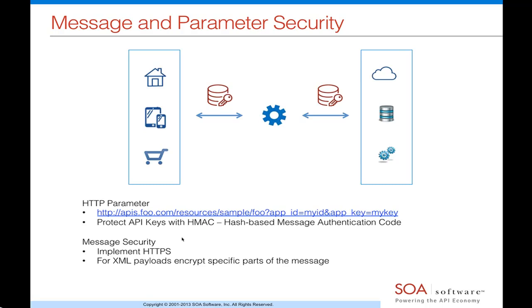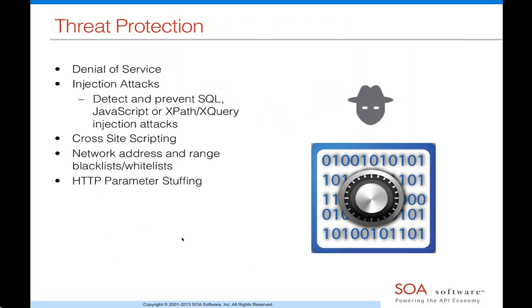Obviously you need the client to know what policies are there and have access to those protection policies. So that's message and parameter security. The next is threat protection, and that's a very important aspect of your security, which is you need to build into your API infrastructure provisions to protect your service from getting hacked.